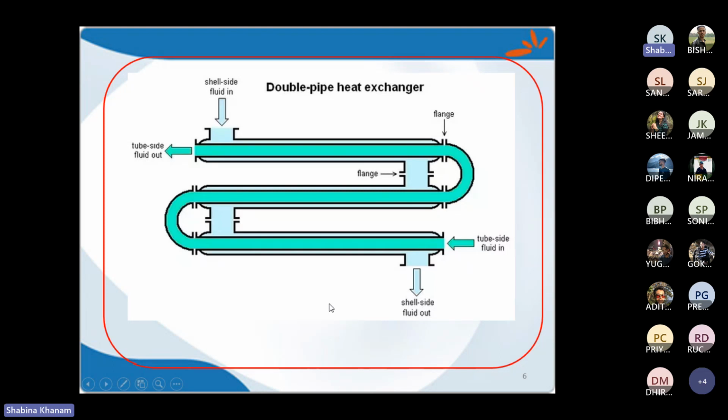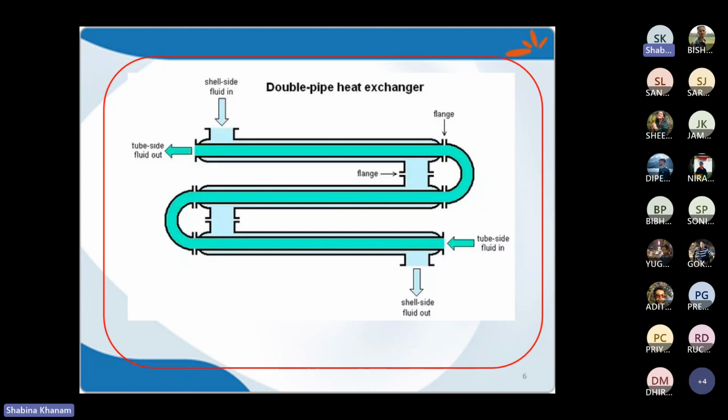So if I'm using multiple hairpins, it means the double pipe heat exchanger will be divided into regular sizes, and those sizes will be placed one over another, as you can see over here. So if in this way we make the double pipe heat exchanger, we can accommodate more heat transfer area considering less floor area. I hope you are getting my point.